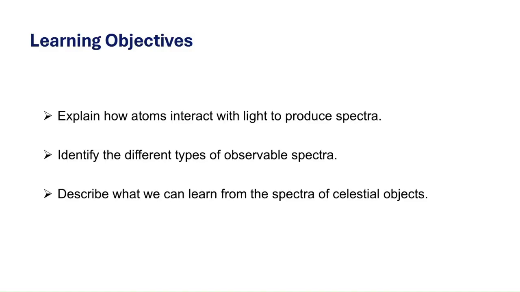And next, we will identify the different types of spectra we can observe. Some spectra are continuous, some have dark absorption lines, and others show bright emission lines. So, you will learn how to recognize them and what they mean. Finally, we will learn what these spectra reveal about celestial objects. So, from them, we can figure out the chemical compositions of stars, measure motions of gas, and even uncover physical conditions in distant nebulae.